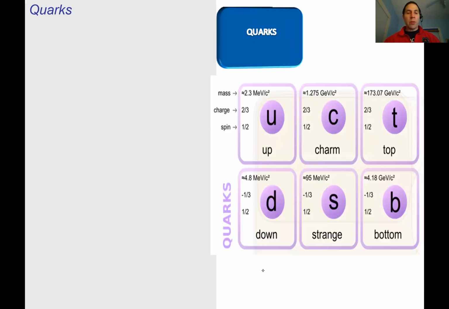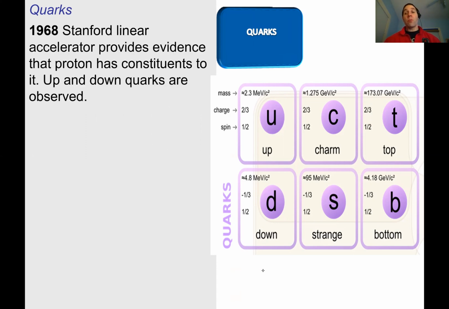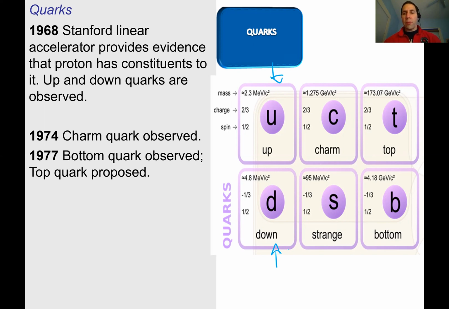Okay, their original proposal had 3 quarks. Since then, in the decades that have followed, we've done more and more experiments, built bigger and stronger particle accelerators, and basically we've come up with what's right now our understanding, which is we have 6 quarks. And here's a little more history. In '68, the Stanford Linear Accelerator provided evidence that a proton has constituents. So a proton has pieces, parts to it. And that's when the up and the down quark were identified. And in the '70s, we get the charm quark and the bottom quark.